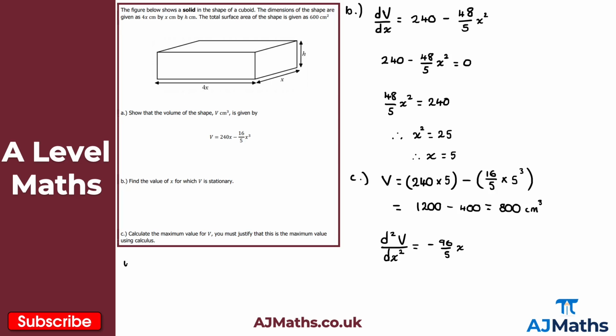Okay, so when x equals 5, the second derivative then is equal to minus 96, which is clearly less than 0. Okay, and because this is less than 0, that means we have found the maximum value. So this justifies the maximum value.